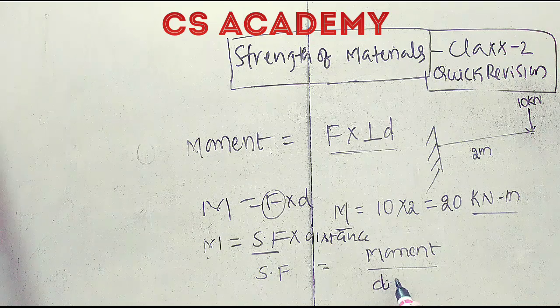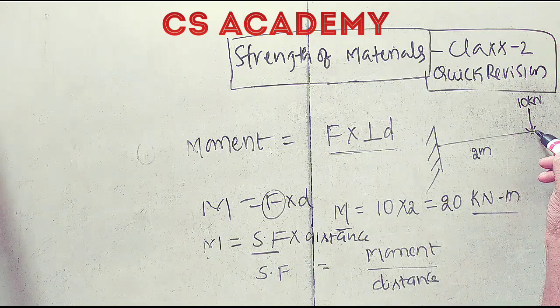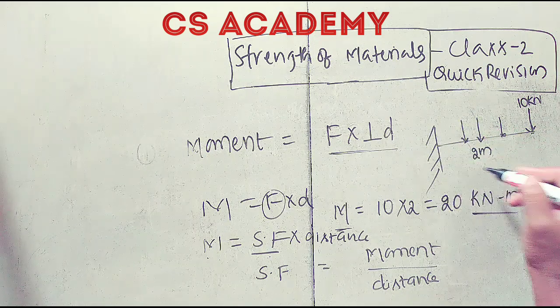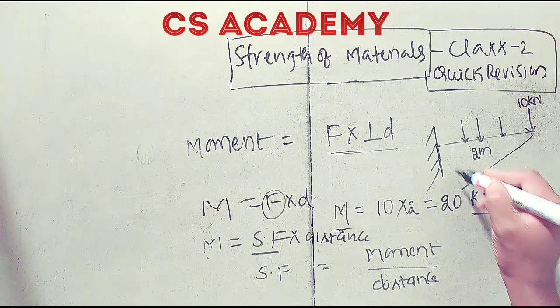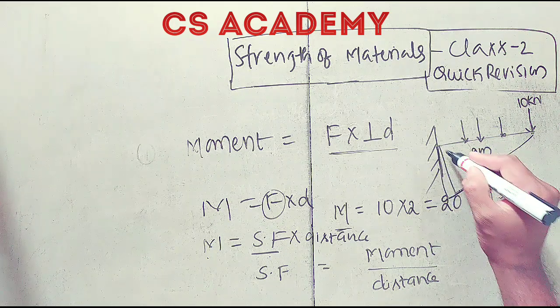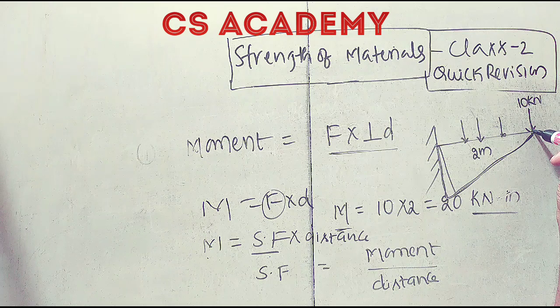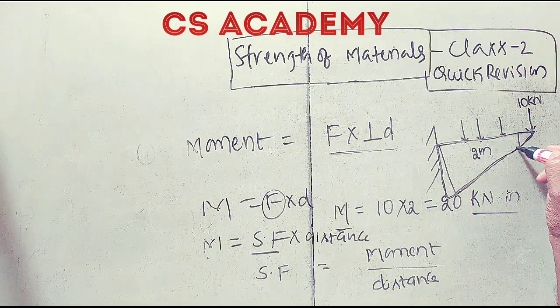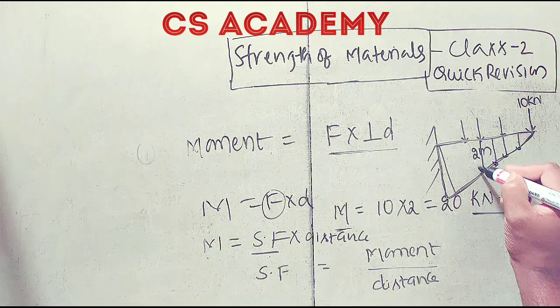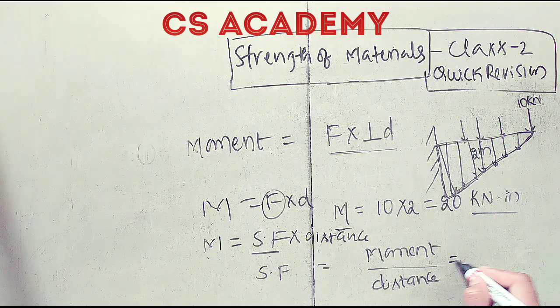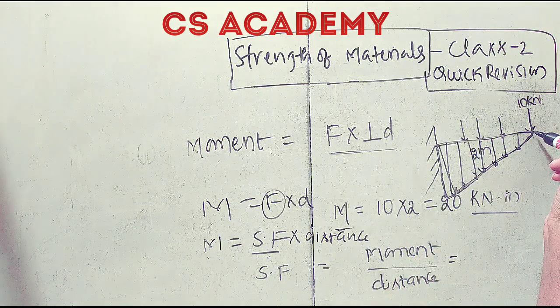Suppose the shear force varies from one portion to the other portion. In this diagram, the shear force varies from 0 to 2 meters. This is the shear force diagram, and it varies from 0 to 2 meters. Thus, the shear force diagram will be a triangle. When the shear force diagram is a triangle, it means the shear force is varying. Here the shear force is 0, and here the shear force is 0.